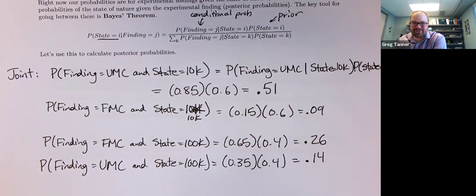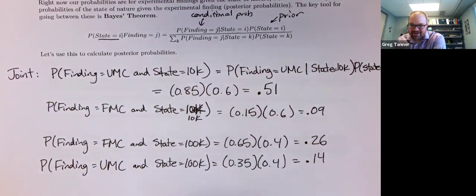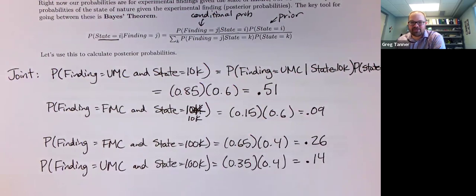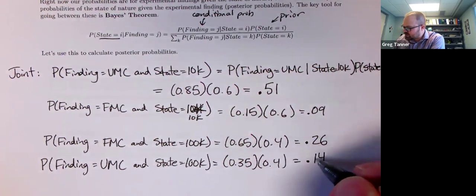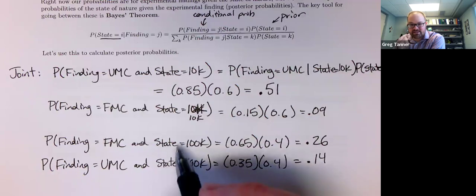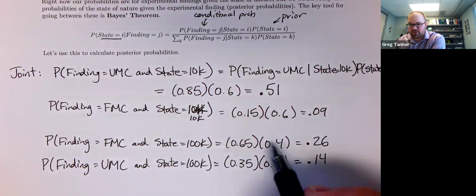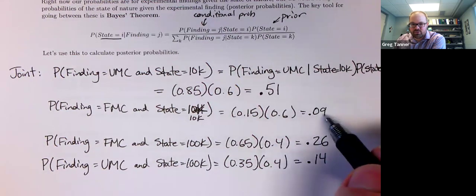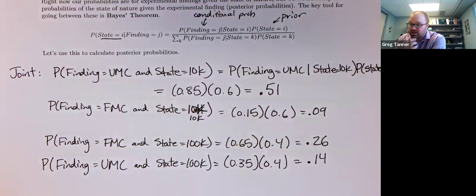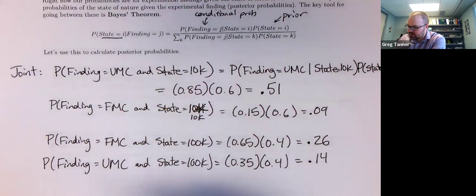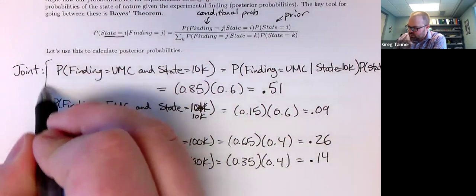I've got these calculations off to the side. I'm not just rattling these off the top of my head. Have a calculator on the side as you're doing these computations. But I will point out some quick checks you can do along the way: the sum of these two that have the same state should add up to the prior probability of that state, which is 0.4. The sum of these two, which both have the state equals 10K, add up to 0.6. So these are what we call joint probabilities.